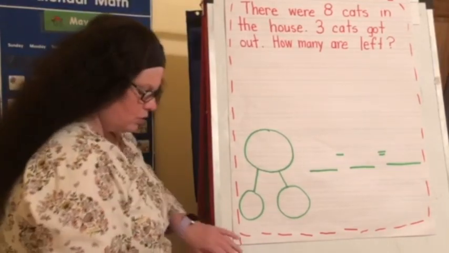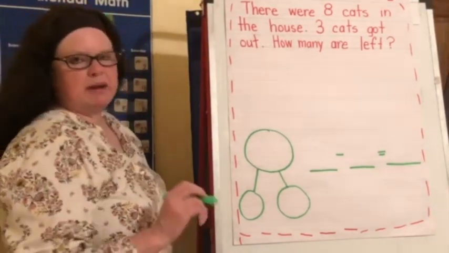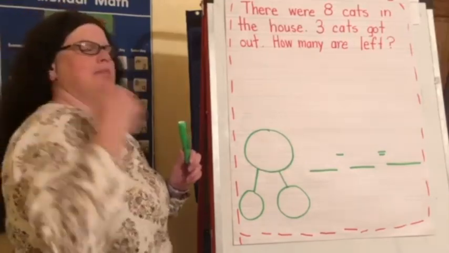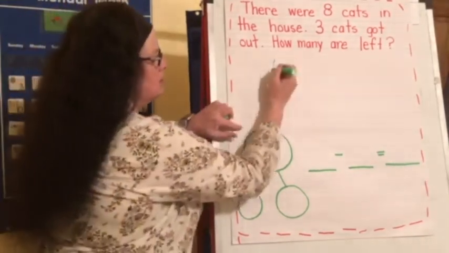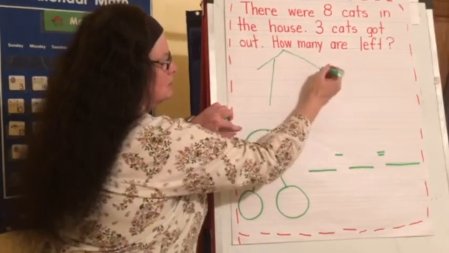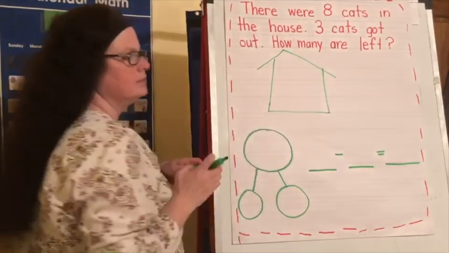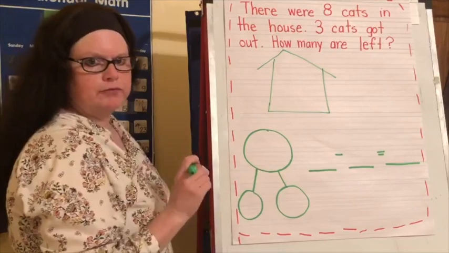All right, so remember when we're doing math, we don't spend a lot of time making details. So I'm not going to draw 8 cats. I'm going to use circles. So I'm going to make myself a quick house. Go ahead and make one for yourself.